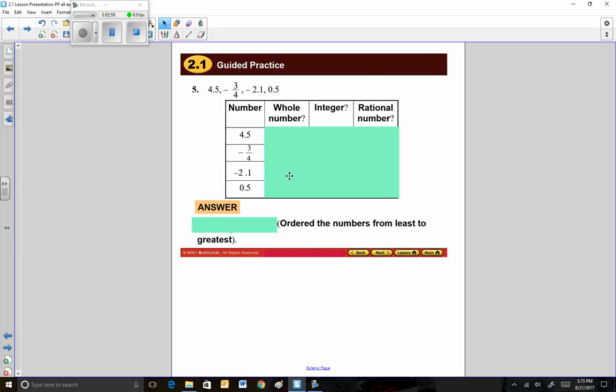This is for you guys to try out on your own. Decide if it's a whole number, integer, or rational number, and then order them from the least to the greatest. Stop your video now and give it a try.